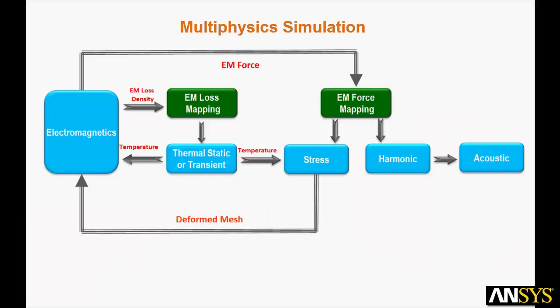For the final example, we show comprehensive multiphysics simulation of an electric machine. This flowchart depicts the process whereby electromagnetics is used to drive thermal simulations, stress analysis, harmonic analysis, and finally acoustic noise. The mapping functions that you see are handled automatically in the ANSYS Workbench environment.